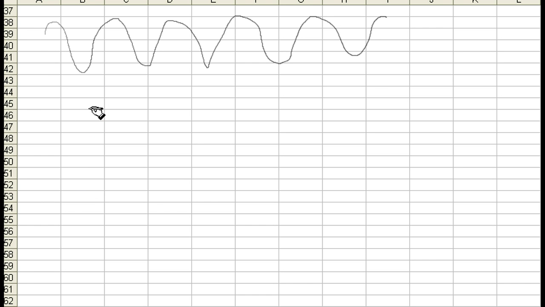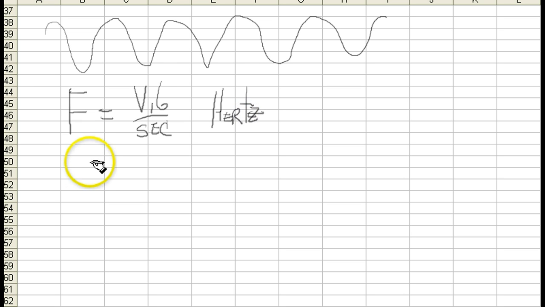Now remember, there's three characteristics about a radio wave. One is the frequency, which we abbreviate as an F, okay? And remember, the frequency is the number of vibrations per second. And the units are hertz.